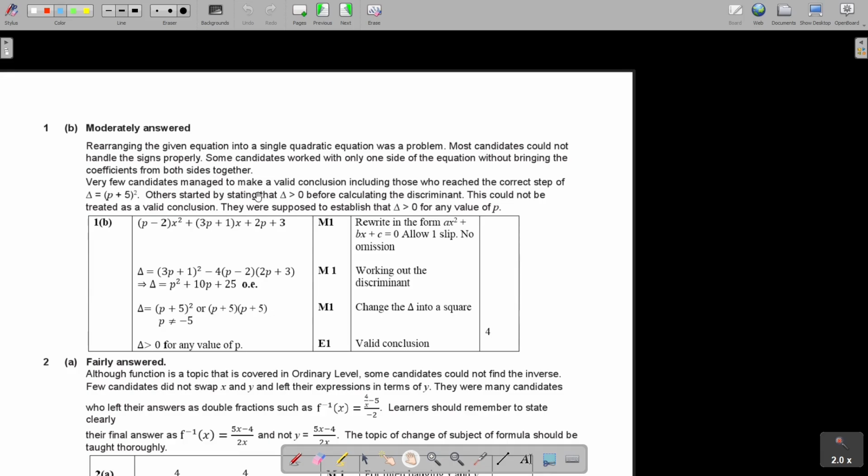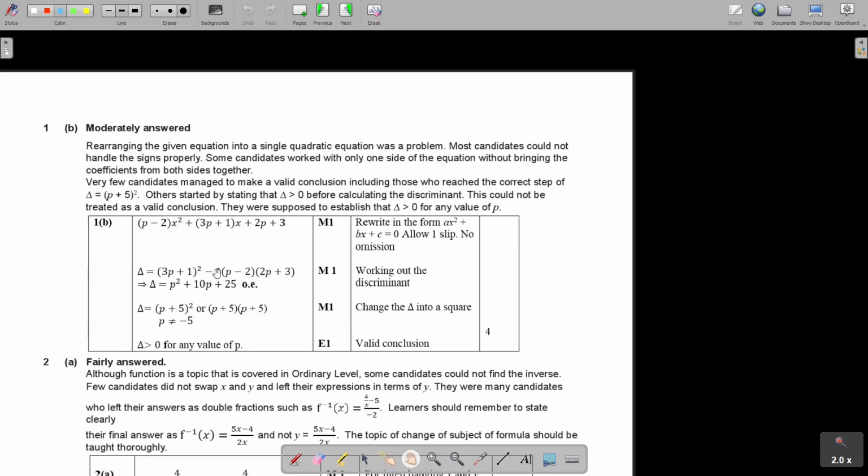Very few candidates managed to make a valid conclusion, including those who reached the correct steps of this. So they came to this. Others start by stating that the discriminant is bigger before calculating the discriminant. You first have to calculate it. This could not be treated as a valid conclusion. They were supposed to establish that the discriminant will always be bigger than 0, due to the square, for any value of p. Okay, so this is a valid conclusion. The discriminant is bigger than 0 for any values of p, and that's where it's two distinct roots.